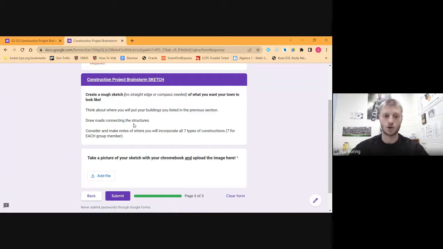So think about drawing roads to connect the structures. Think about where you're going to put your buildings, and consider where you're going to incorporate your 7 different types of constructions. Okay. Anyway, that's all I got for you. This is what you're accomplishing today. So one more time, in case you missed it, let me switch to this. You are going to pick your group members, choose a theme, make a sketch, and then you're going to do the brainstorm Google form.